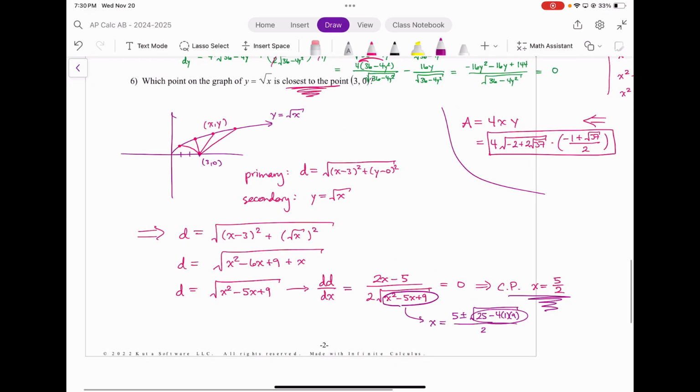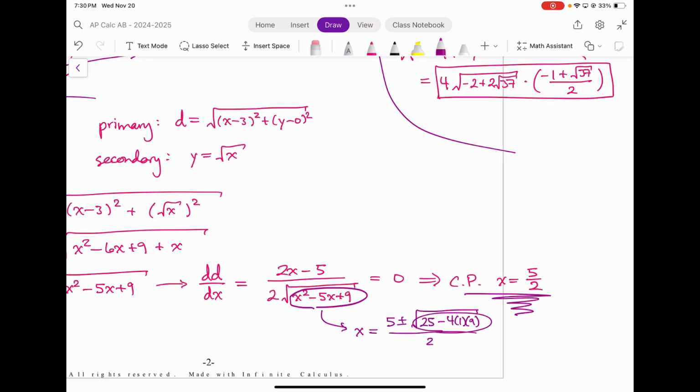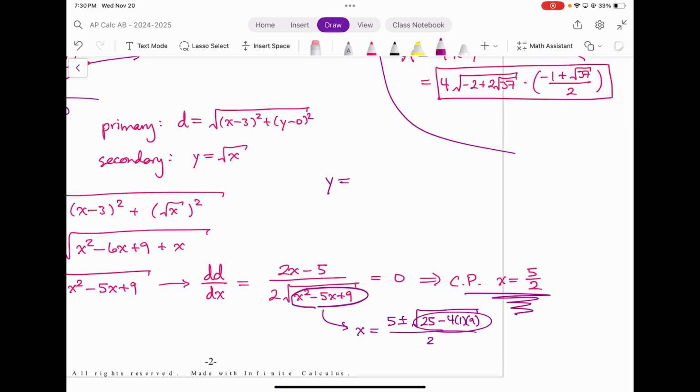Awesome. So what is the y value? Well, y equals square root of 5 over 2. So my final answer, wow, this one was a lot quicker than the last one. 5 over 2, comma, square root of 5 over 2.